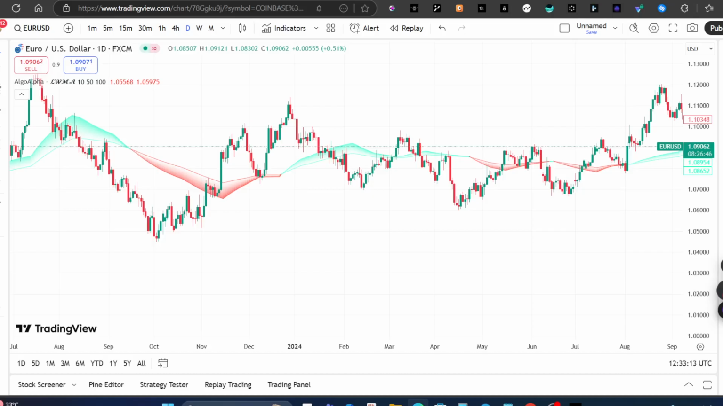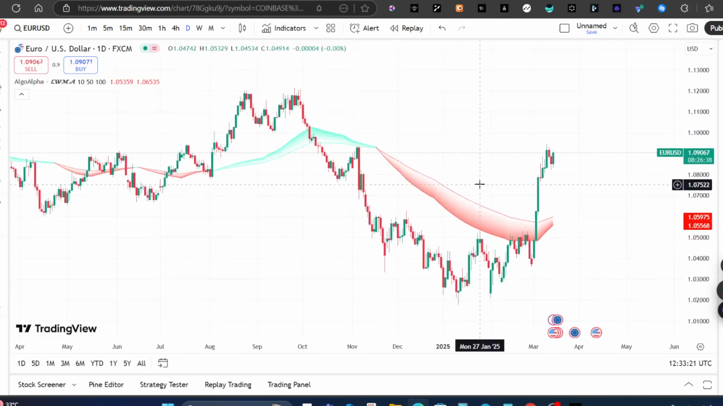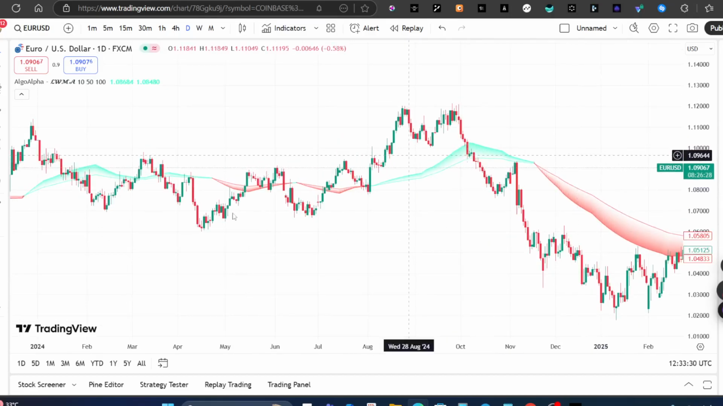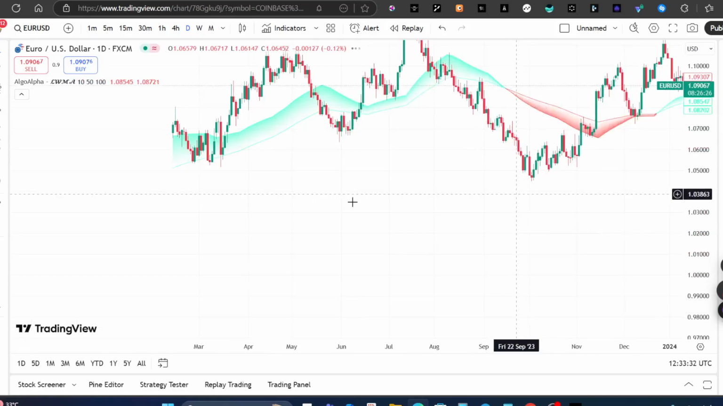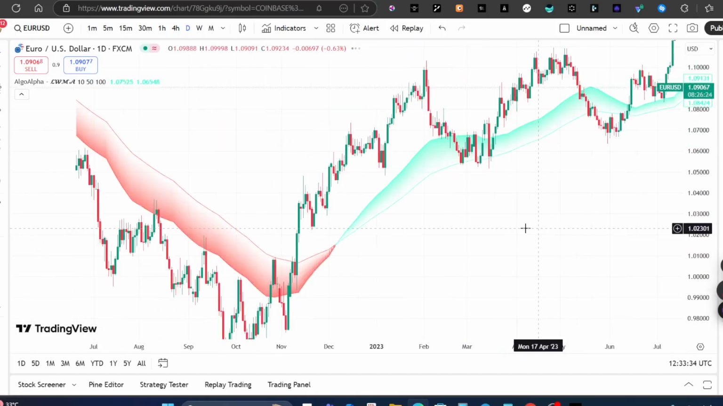Okay, now that we know how it works, let us look at how you can actually use the liquidity weighted moving average in your trading strategy. First of all, you can use it for trend identification. The LWMA is excellent for identifying strong trends. When the price is trending strongly, the indicator will be more sensitive to the bigger moves. Let us look at this.